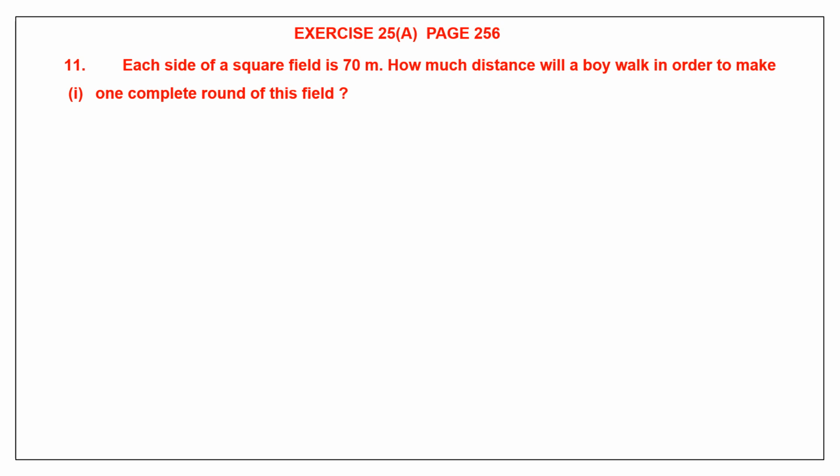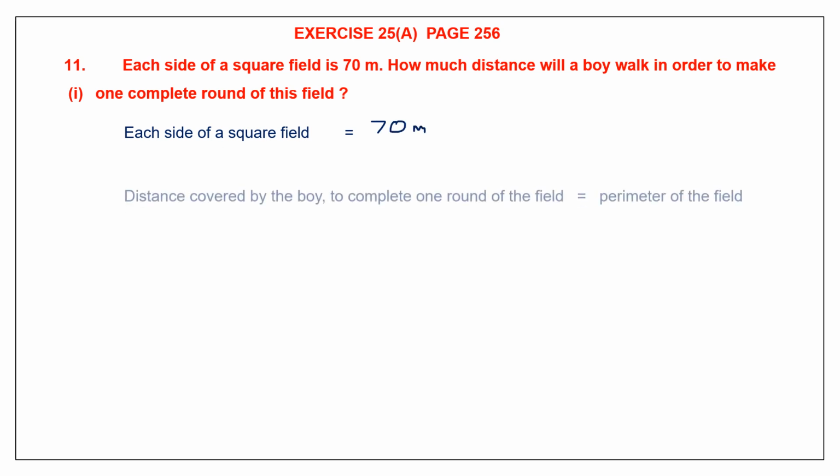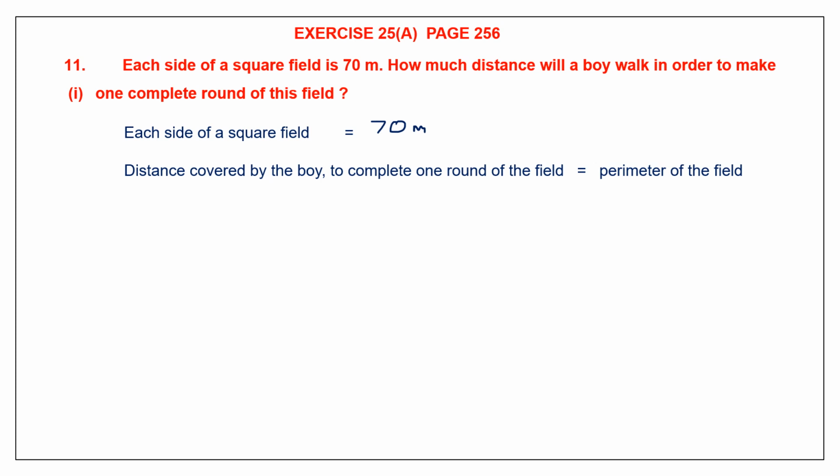Okay, the side of a square field is given and we have to find how much the boy will walk to complete one round of this field. So each side of a square field is given as 70 meters. Distance covered by the boy to complete one round of the field will be equal to the perimeter of the field. That means we need to find the perimeter.